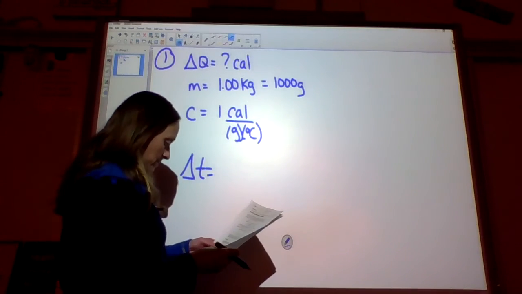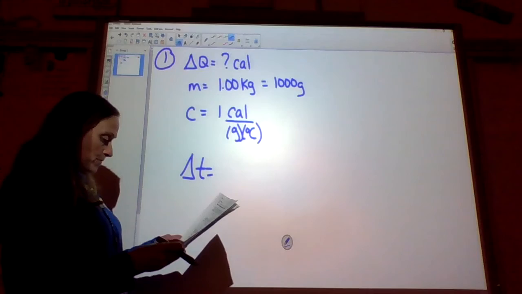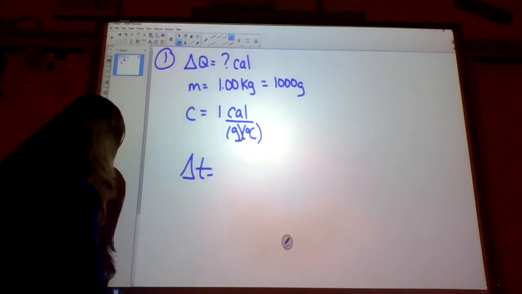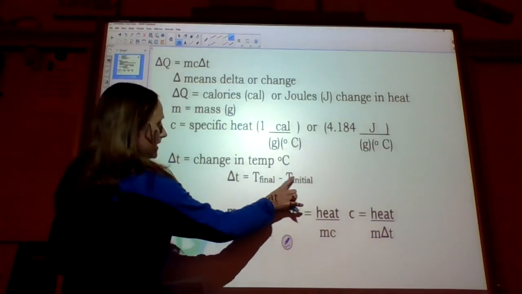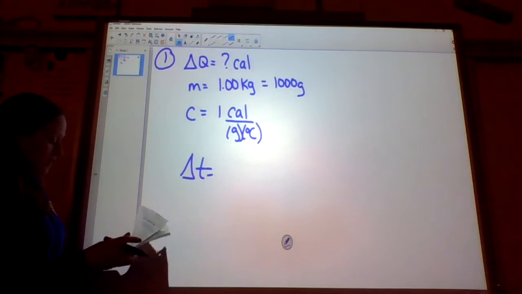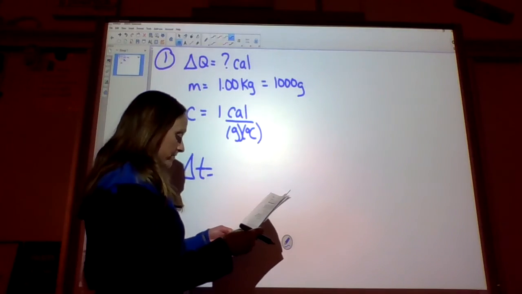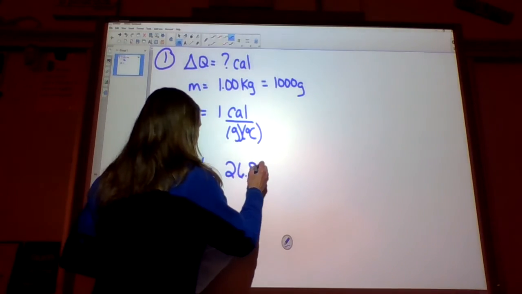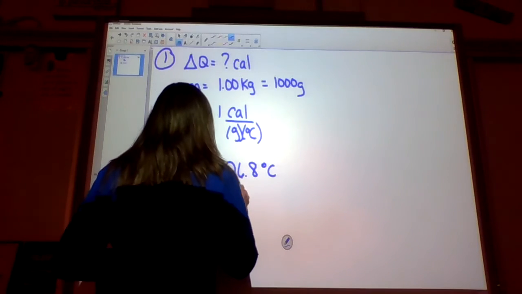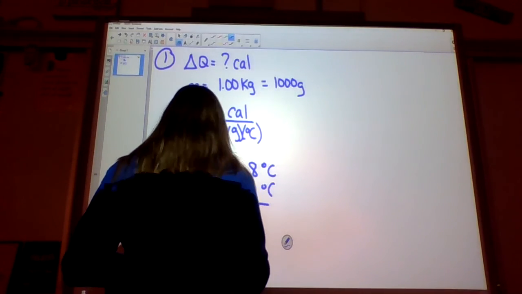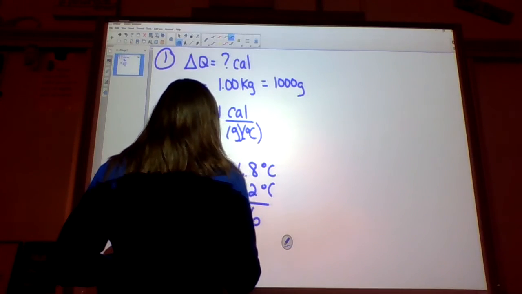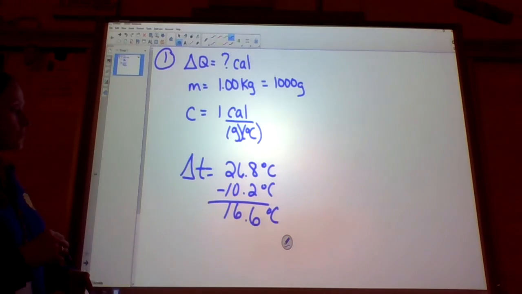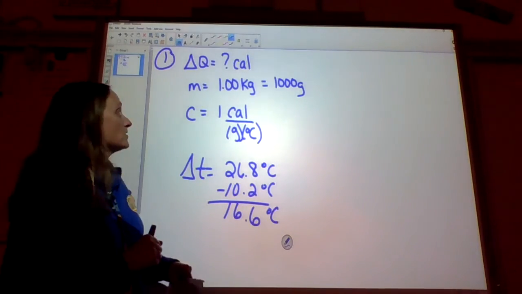Now, to find our change in temperature, we're going to take our final temperature minus our beginning temperature. Okay, so final minus beginning. So it says the water started at 10.2 and it went to 26.8. Okay, so our change in temperature of water is 16.6 degrees Celsius.